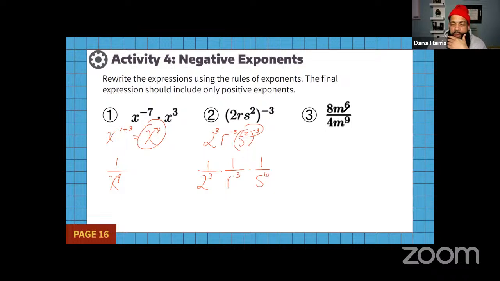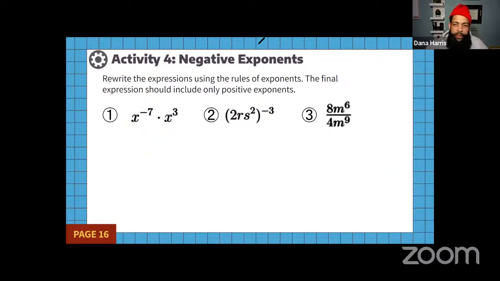So 8m to the 6th over 4m to the 9th. 8 over 4 is 2. M to the 6th over m to the 9th is m to the negative 3 power. So what I have is 2 over 1 times 1 over m to the 3rd power, which gives us 2 over m to the 3rd power.